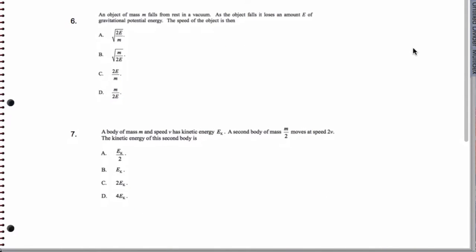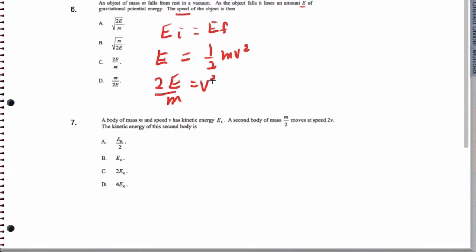Now, I want to give you a few hints here. So here, we are going to be using conservation of energy once again. So an object falls in a vacuum. It's got gravitational potential energy. We want to know the speed of the object. So we can have E initial equals E final. Our initial energy is E. Our final energy is all kinetic. So that word speed lets me know that. So we have 2E over M equals V squared. And when we isolate, that's how I'm getting choice A.